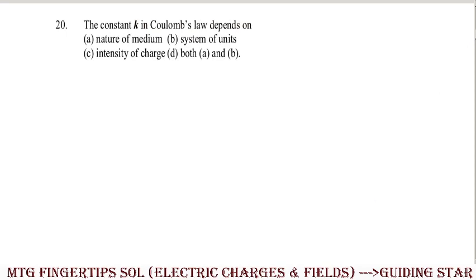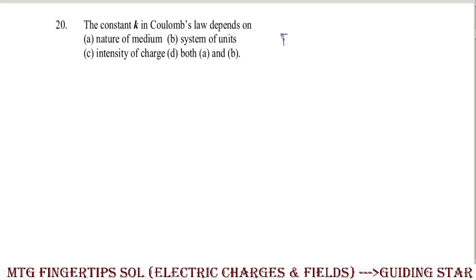Okay, in question number 20, what it's saying is that the constant k in Coulomb's law depends upon: first option, nature of medium; second, system of units; third, intensity of charge; D, both A and B. So let us first write what is Coulomb's law.